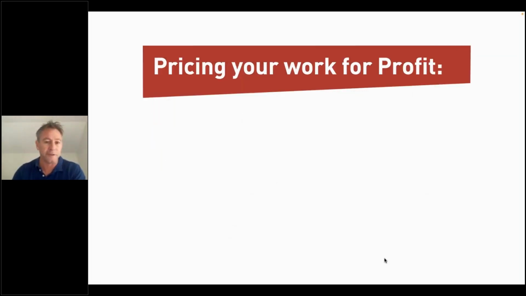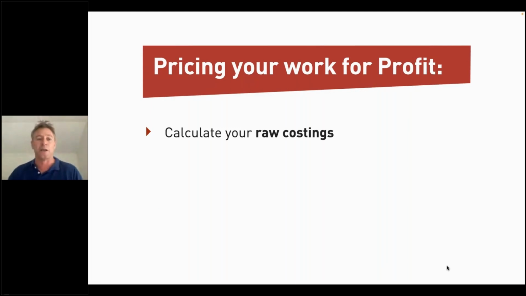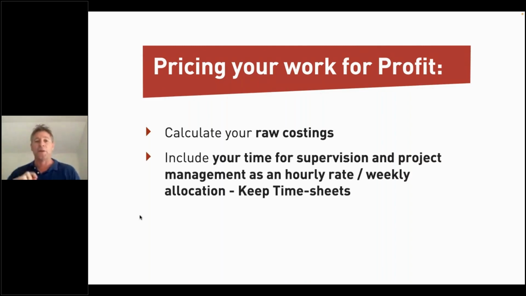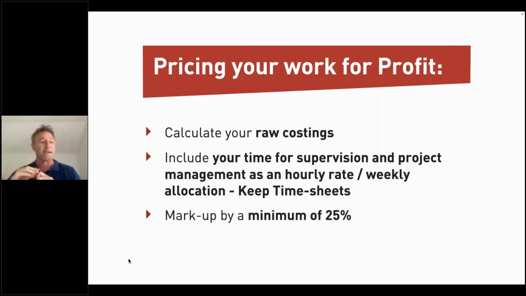So pricing for profit, just to recap on exactly how you do it. You calculate your raw costings, including your time for supervision and project management at an hourly rate weekly allocation. So you keep timesheets for that. It's very easy these days with some of the applications out there that even tie into your bookkeeping system like Xero. And then you mark up a minimum of 25%. Okay, again, forgetting about your overheads.